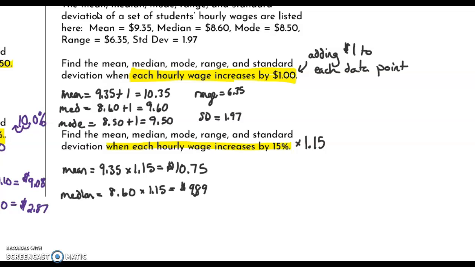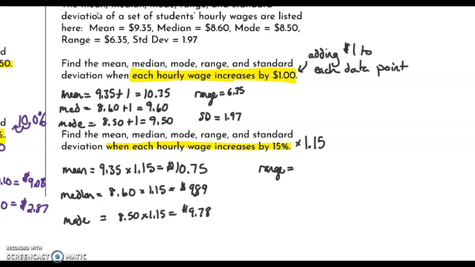So $9.89. What would the new mode be? Go ahead and try that one out. Okay, so the new mode, the original was $8.50 times 1.15. That'd be $9.78. Okay, what would the new range be?